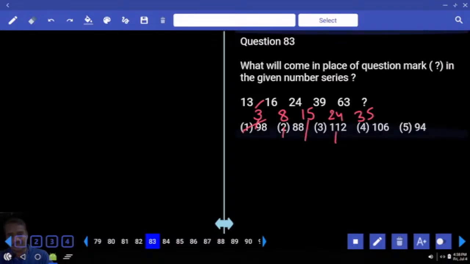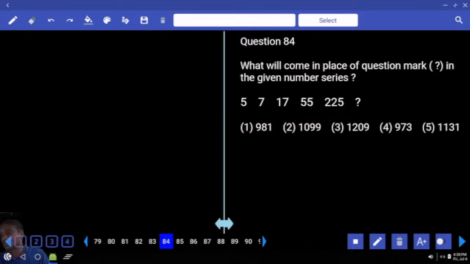98. 98, choice 1. 83. My remaining students will do it in that pattern. The differences are different, but being a CCN, you are not supposed to work it out like that.